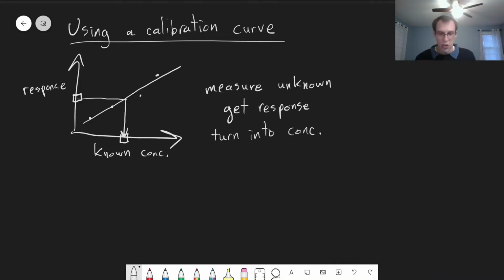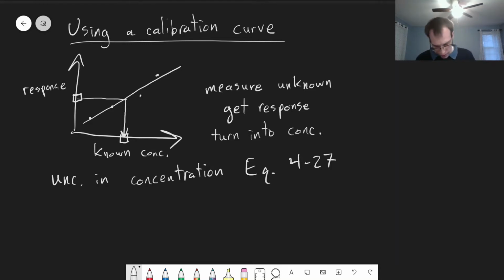Now, that concentration we get, we want to know what's the uncertainty in that concentration. And this is going to utilize the uncertainties in the slope and intercept, as well as the standard deviation in y. So the equation that we get for this is in your textbook. This is equation 4-27, and let me go ahead and write it out.